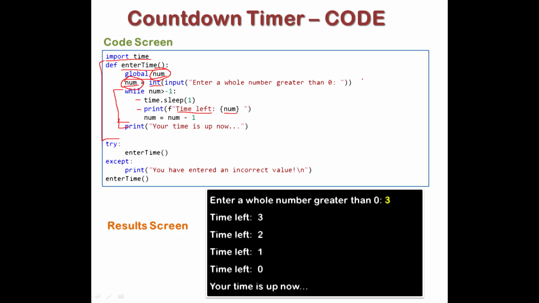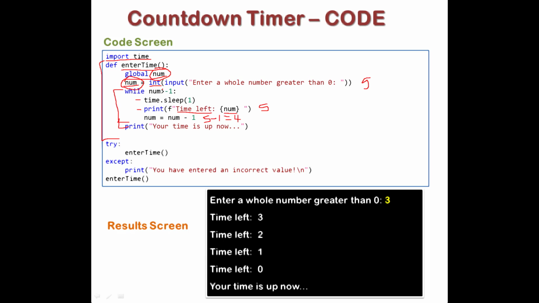Let's say you entered a 5, like I showed you in the flowchart. Now it's going to say time.sleep(1). It's going to wait for a second, and then it's going to say time left is 5, you have 5 seconds left. And then it's going to say num equals num minus 1. So 5 minus 1 is equal to 4. So num is now 4.